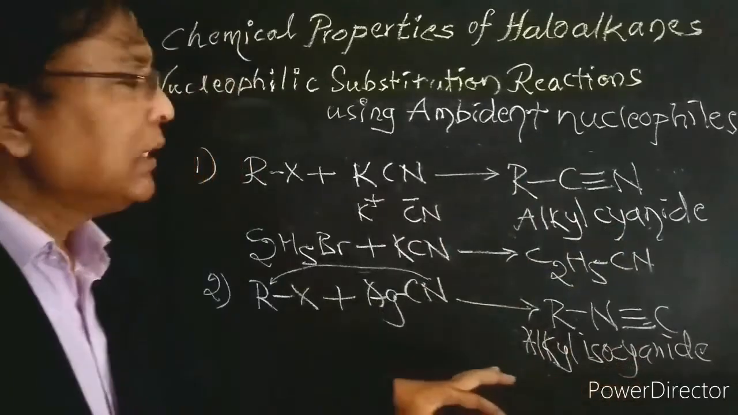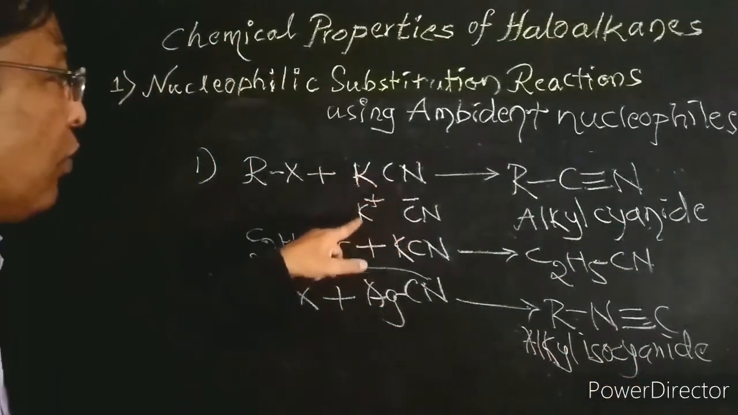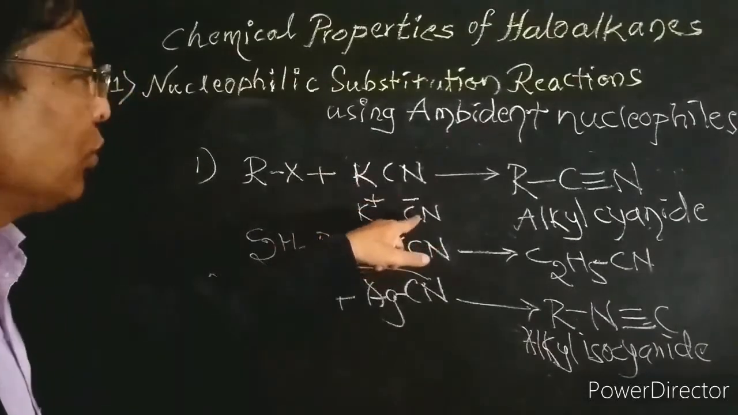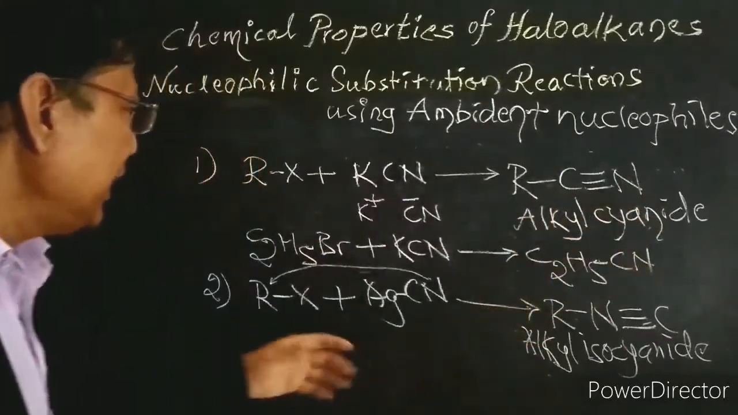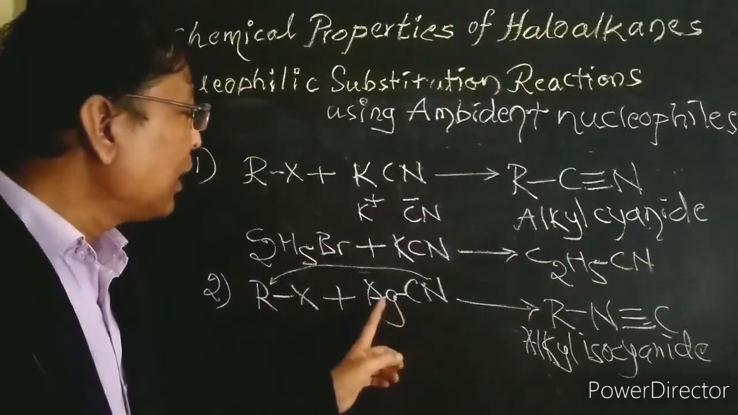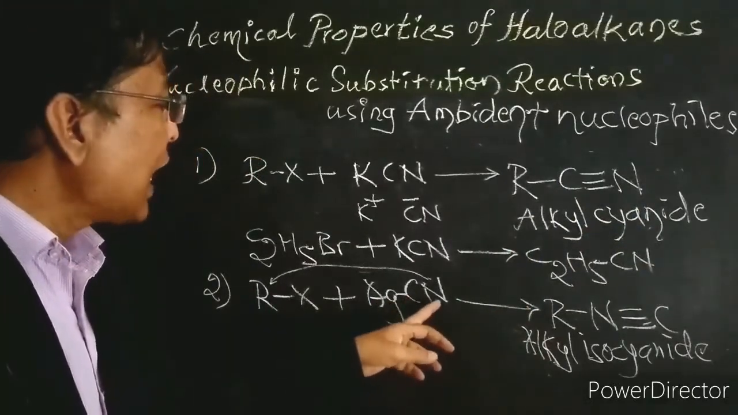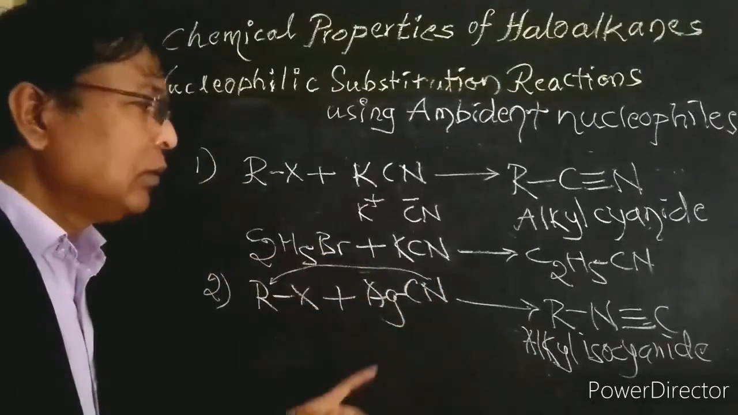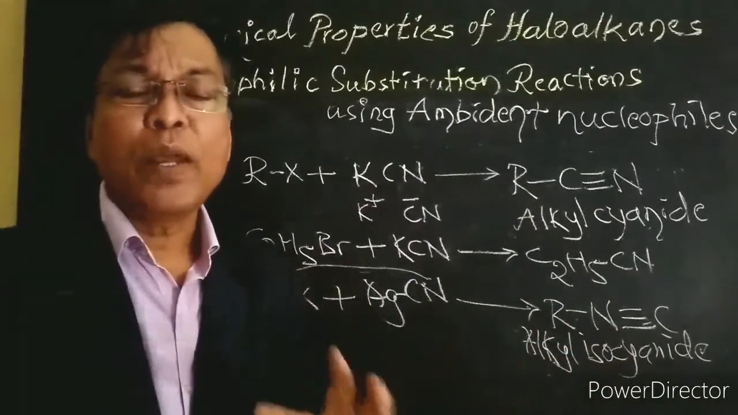What is the reason? Here KCN is ionic in nature. It forms the positive and negative ion. Carbon becomes electron rich, so it forms bond with alkyl group, giving alkyl cyanide. In case of AgCN, AgCN is a covalent compound. The bond between Ag and carbon is strong. Therefore, nitrogen forms bond with alkyl group. So we get alkyl isocyanide. So this is very, very important.